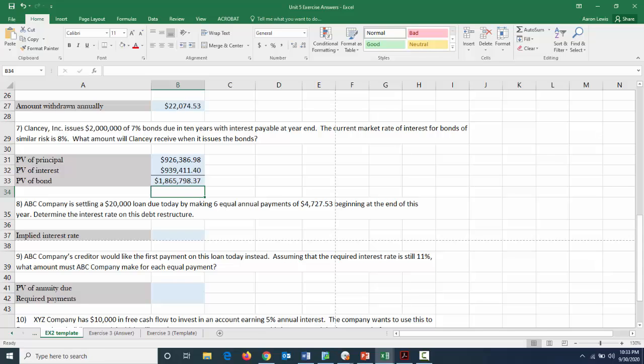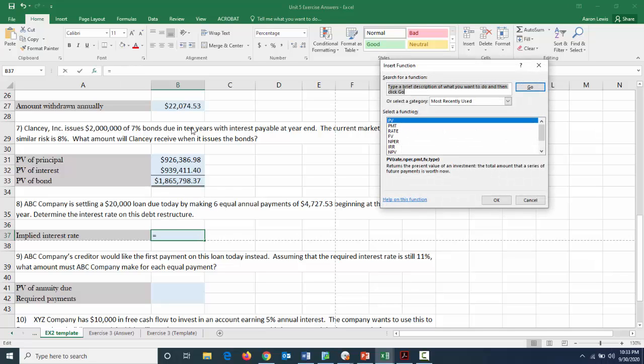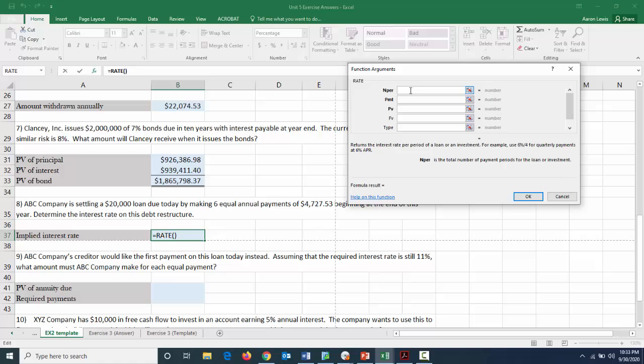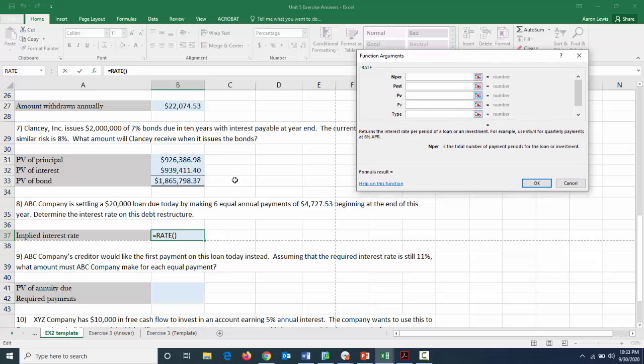What amount of interest? Well, we're determining a rate. So let's use the rate function. And in the rate function, we're going to start with our number of periods. How many payments are we going to make? We're making 6 equal annual payments. So our NPER can be 6.